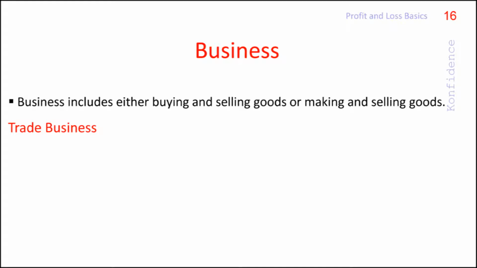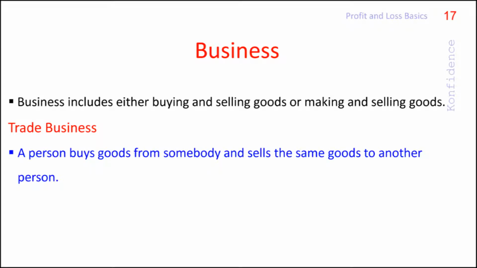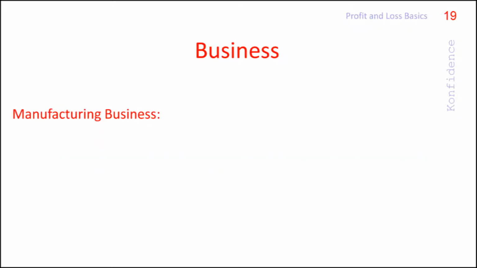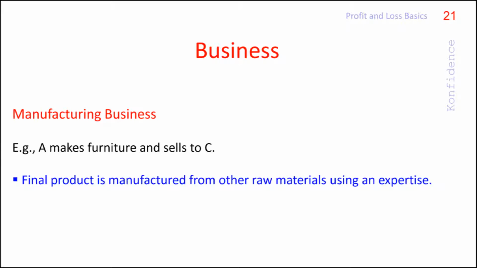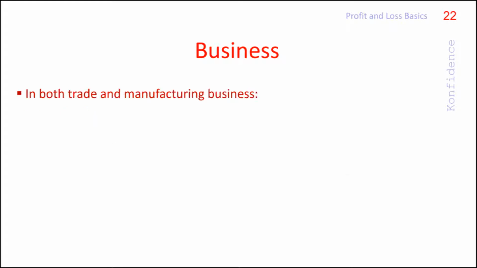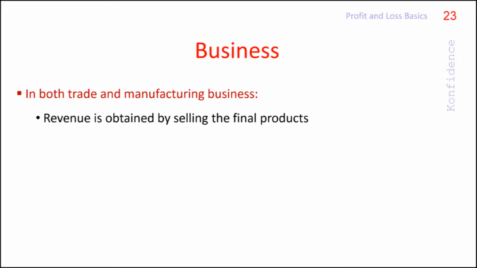In trade business, there will be a person who will buy goods from somebody and sell the same goods to another person. For example, A will buy eggs from B and sell to C. In manufacturing business, A will make furniture and sell to C. Here, the final product is manufactured from other raw materials using an expertise and is being sold. In both cases, revenue comes by selling the final products.